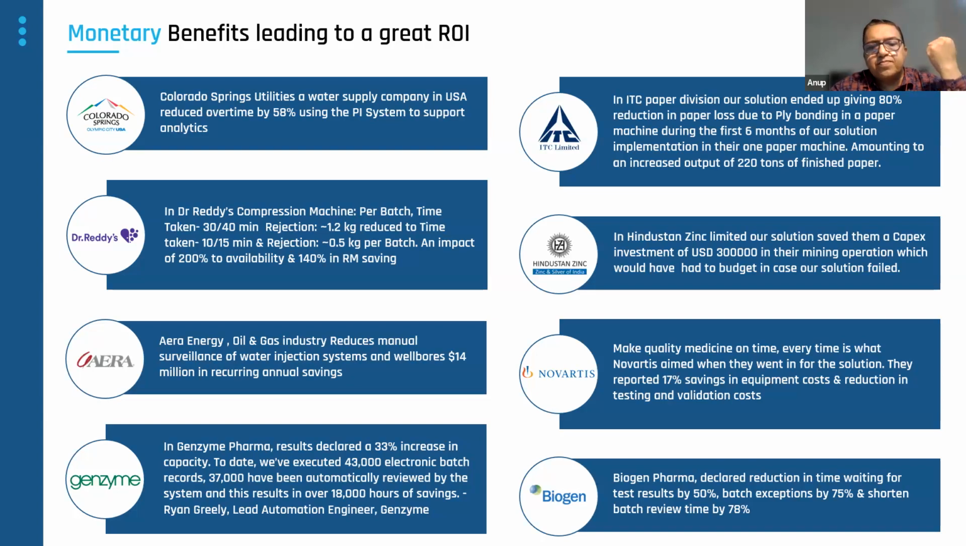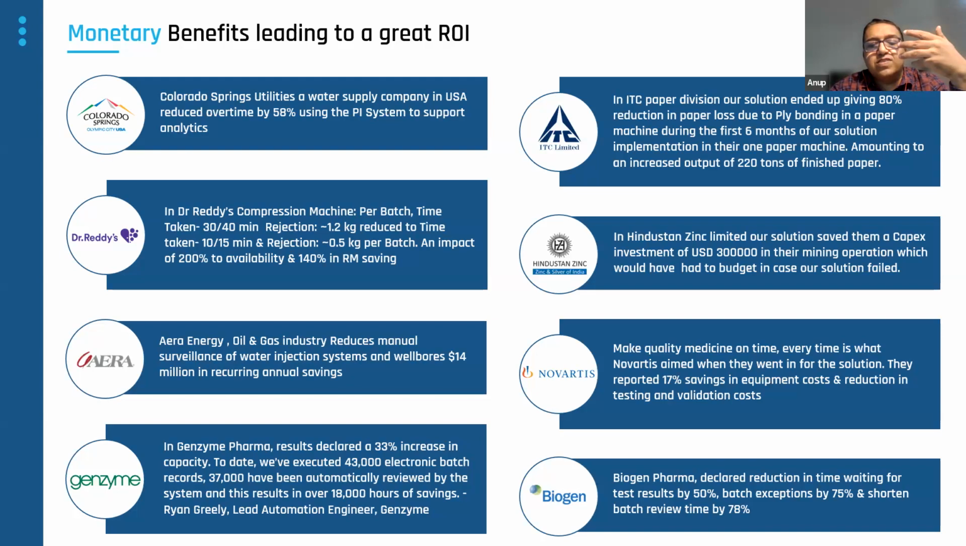ITC papers. They had around 5 paper machines. In the first paper machine that we worked on, PM4, paper machine 4, we ended up with an 80% paper loss reduction. And we gave them around 1,000 to 1,500 tons of extra finished paper. Each ton is 50,000 rupees nowadays. This is the kind of output we gave to ITC in their first instance. Today, we are working with ITC in their food area. We are working with ITC in their tobacco and nicotine area as well.